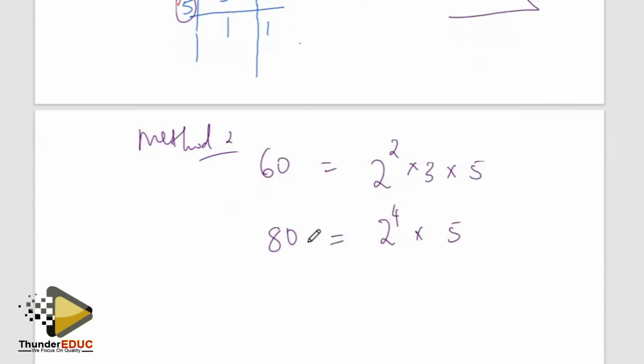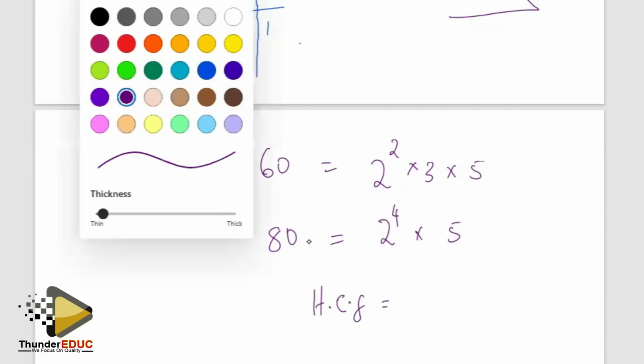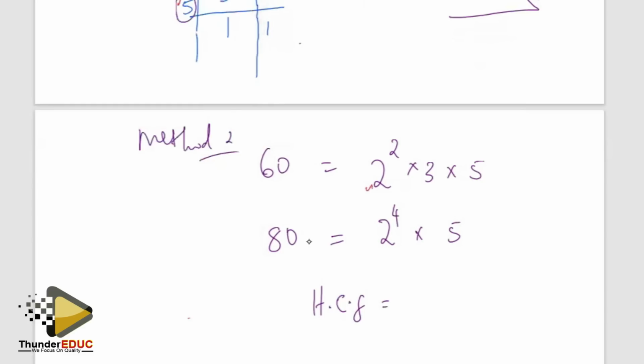Now, if I'm looking for the HCF, the highest common factor, I just look for numbers that are common to both. There is a base of 2, and there's also a base of 2. With this, I'll take the smallest of them, which is 2 squared. I have a 5 and a 5. Both of them are exponent 1, so I will just take 1. That's all. Multiply that, I get my 20.